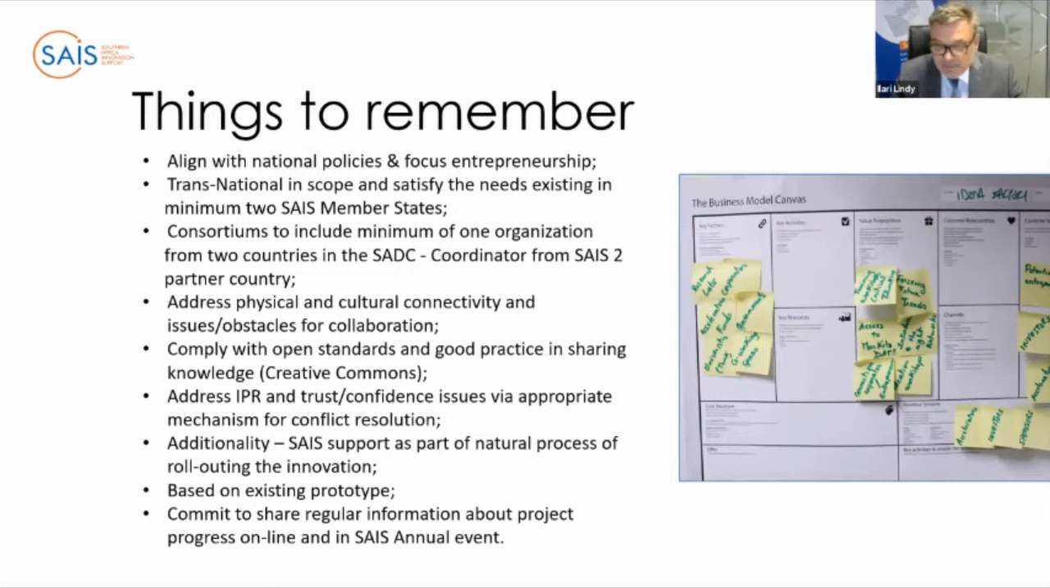And really address the physical and cultural connectivity and issues, obstacles for collaboration. You have been working in your own field, in your own ecosystem. You know best where the obstacles are. Think of a SAIS project also as something that could make a proof of concept of how this could be overcome, or how the landscape could be improved to remove the obstacles for collaboration.